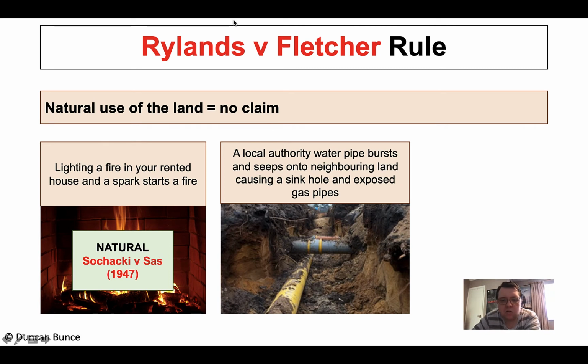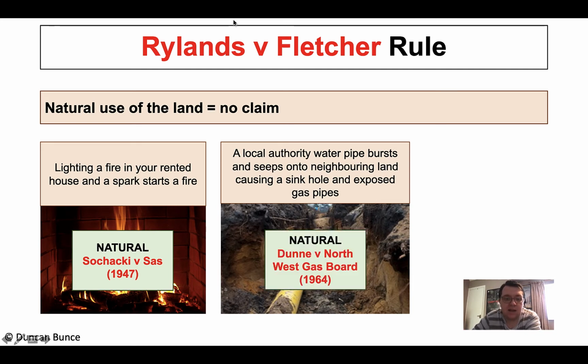You then have a local authority water pipe bursts and seeps onto neighbouring land, causing a sinkhole and exposed gas pipes. Do you think this is natural or non-natural? And the answer is natural. Again, I think the court is very clear to distinguish between fundamental facilities or aspects of the land that people really need, and they do not want to find against them, because of course to do so would lead to an outpouring of claims to the court.